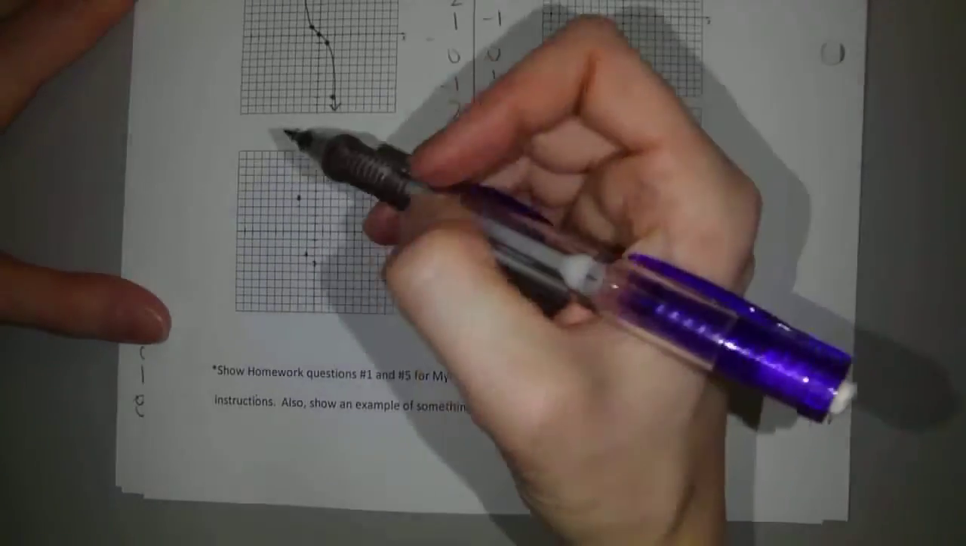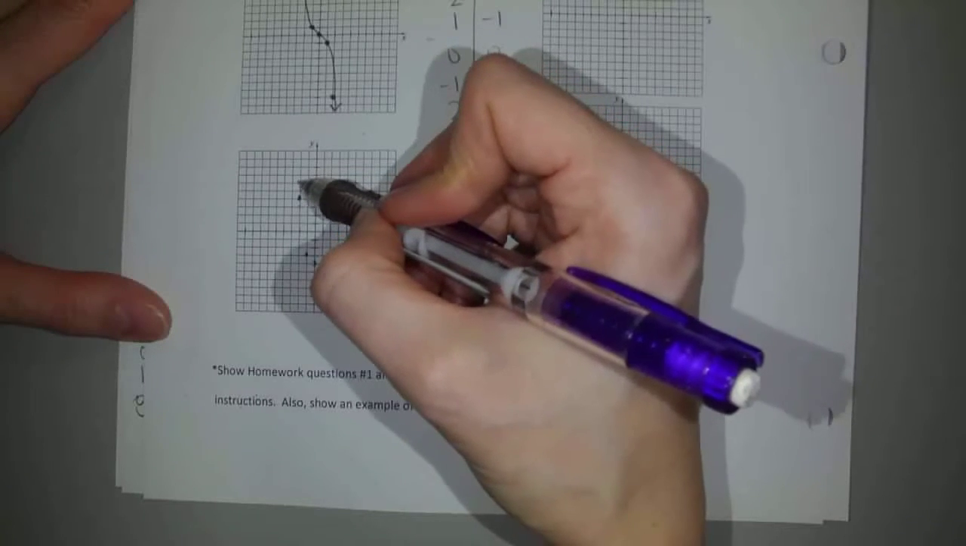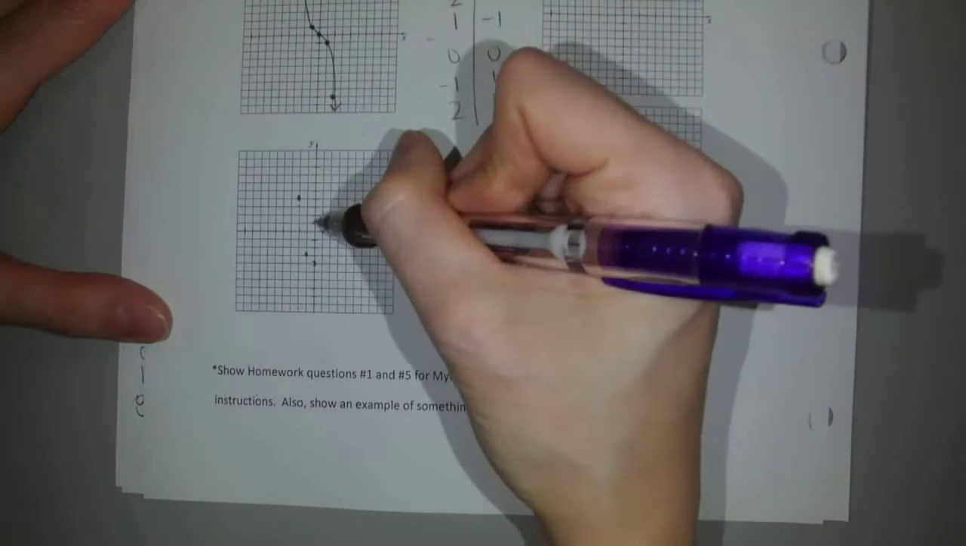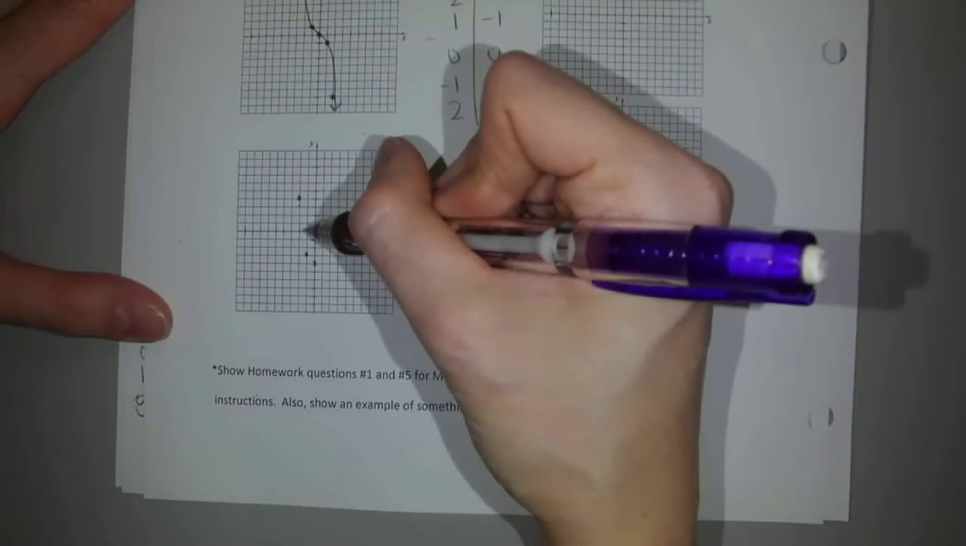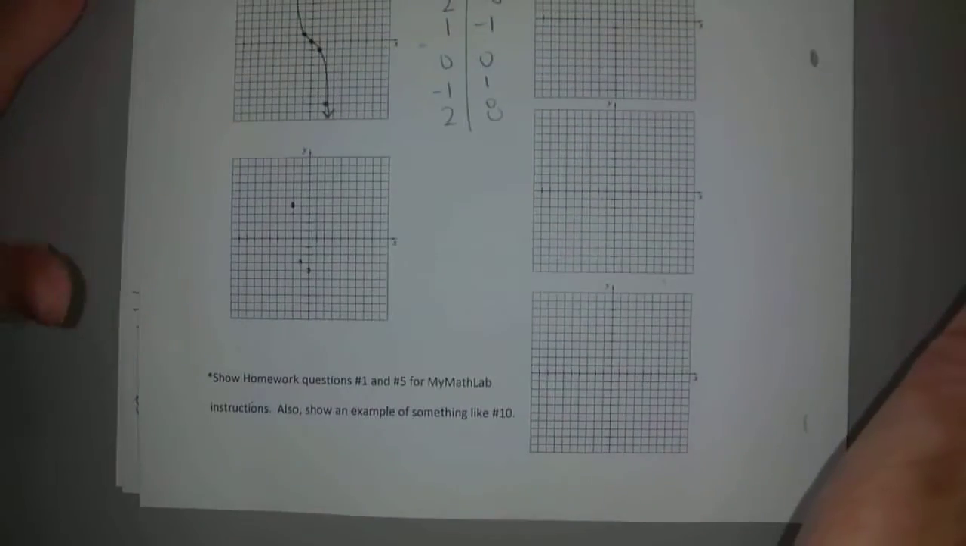Okay, so I was at negative 2, 8, but now I know I'm lowering down 4, so I went down 1, 2, 3, 4, so I'm at negative 2, 4. And I was at negative 1, positive 1, but I went down 4, so I'm at 1, 2, 3, negative 3 down there. And then I was at 0, 0, so now I'm just going down 4, and then the process continues.